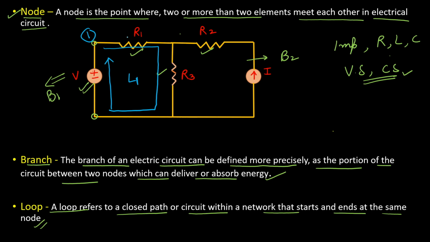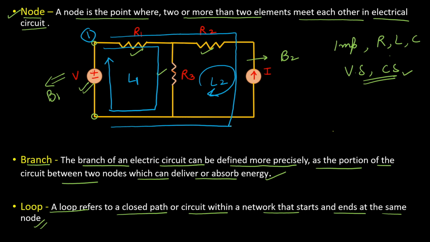We can have more loops. For example, this is also a loop. Let's say this is L2. This is also a loop. This is also a loop which starts and ends at your first node. These terms, nodes and loops, we use when we study Kirchhoff's laws, for example KVL, KCL, and Ohm's law. That's why we are studying these terms.